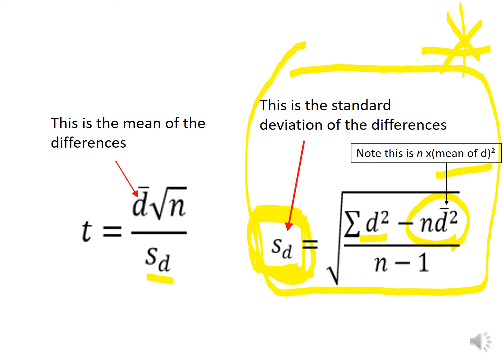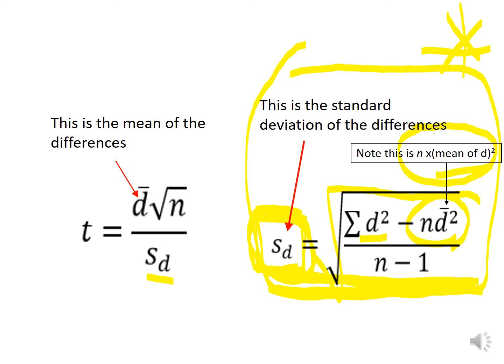So you would do the sum of the differences squared minus the number of individuals in your group times the mean of the differences which you squared. Have a look at that there. That is divided by n-1, the number of individuals minus 1, and then you square root the whole thing. But like I said, in past questions that has always been given to you.